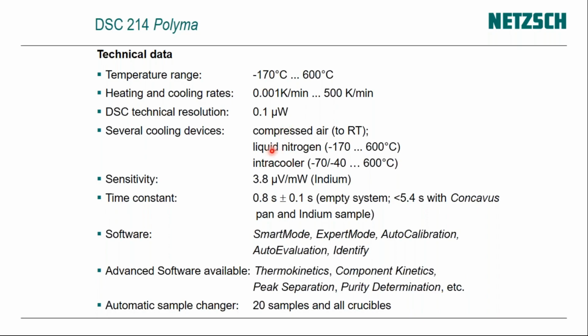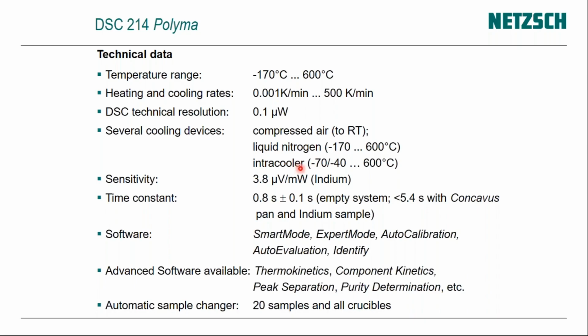So here we have a liquid nitrogen cooling system which goes from -170 to 600. So you can do the sample analysis from -170 to 600 in a single run. Due to some limitations, some labs have specific limitations of not having liquid nitrogen in the lab. So for those kinds of options, we have an intracooler.